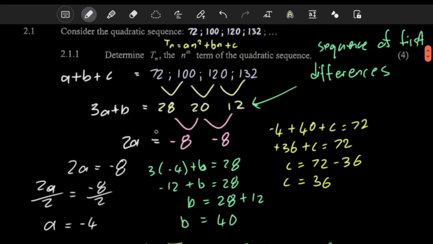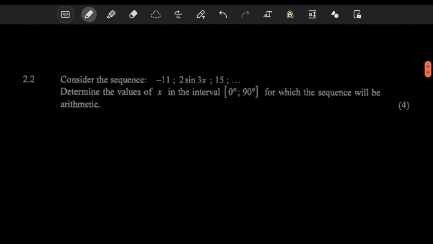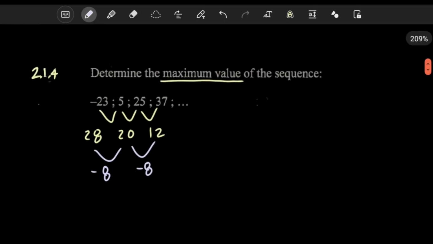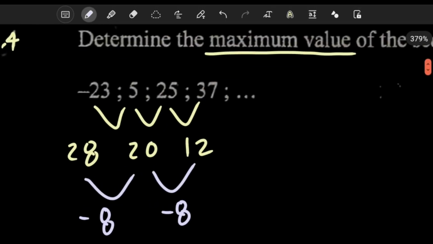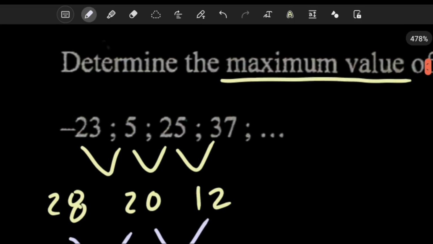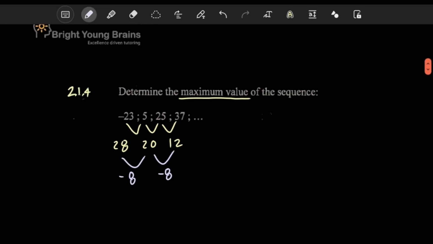You see, it's not a coincidence per se, but they're just trying to mess with our heads. But it's okay. So we can clearly see a second common difference. So our sequence is quadratic. If they want us to get the maximum value, what we are supposed to be seeing here is, can you see that your values seem to be going higher and higher?